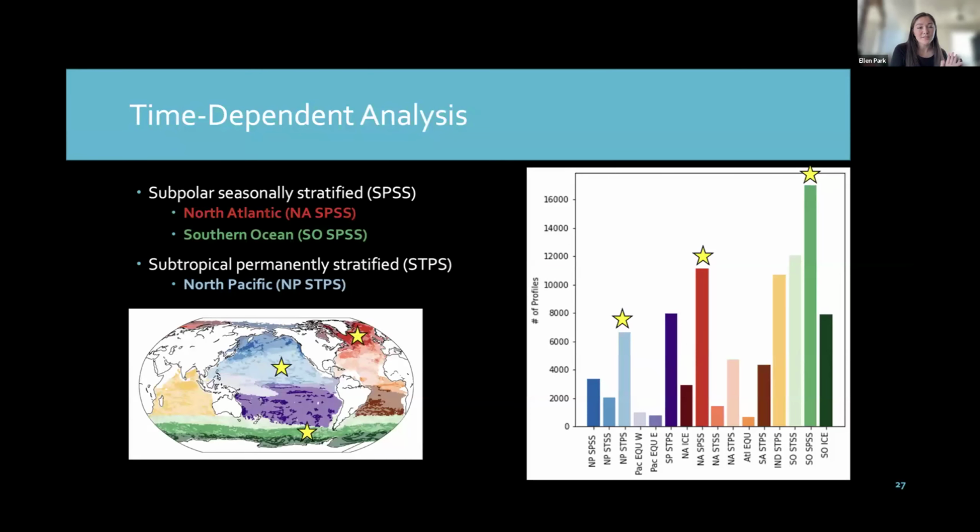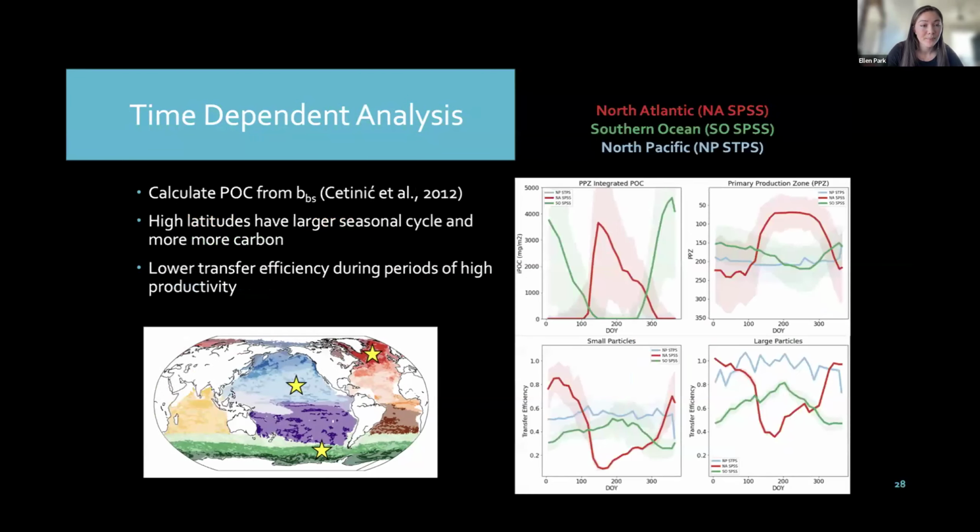What we've been looking at for most of this is the annual, or climatological, average, but these floats are making measurements in all of these biomes year round, so we can look at the annual cycle as well. For this, we're just going to look quickly at three different biomes: a high latitude biome in the North Atlantic in red, and the Southern Ocean in green, and then a more low latitude equatorial region in the North Pacific in light blue.